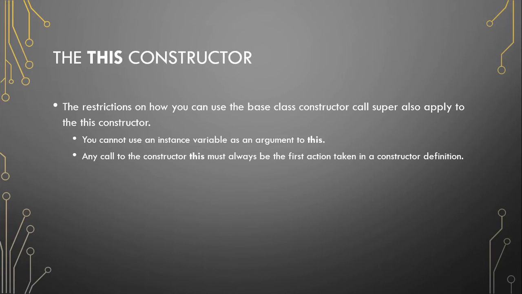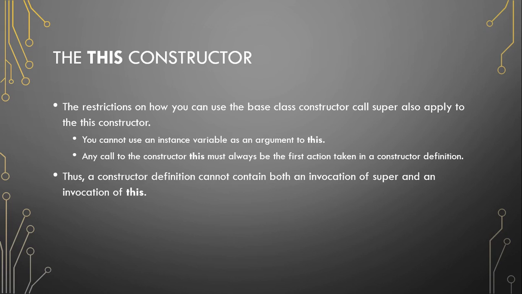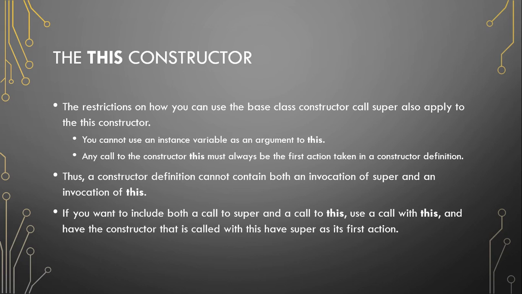The restrictions on how you can use the base class constructor call super also apply to the this constructor. You cannot use an instance variable as an argument to this, and any call to the constructor this must also be the first action taken in a constructor definition. Recall when we talked about super, we said that it also has to be first in the constructor definition. Thus, a constructor definition cannot contain both an invocation of super and an invocation of this. If you want to include both a call to super and a call to this, use a call with this and have the constructor that is called with this have super as its first action.